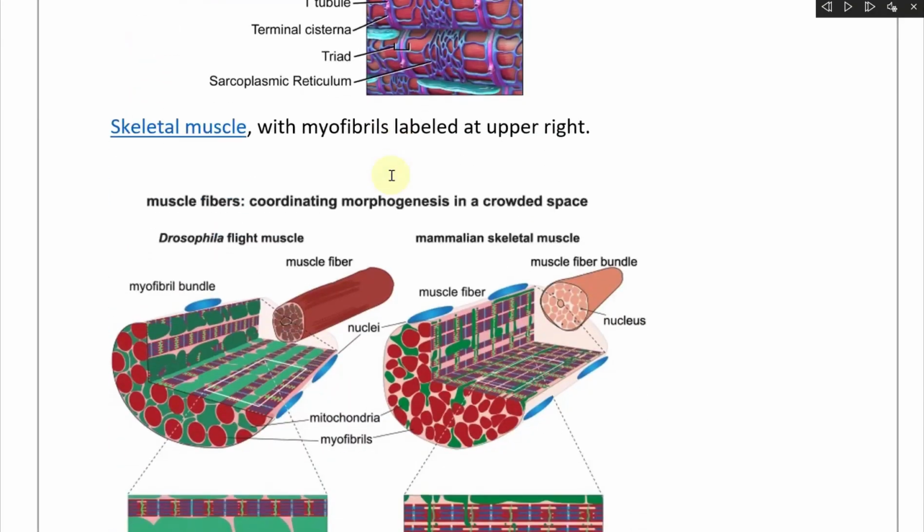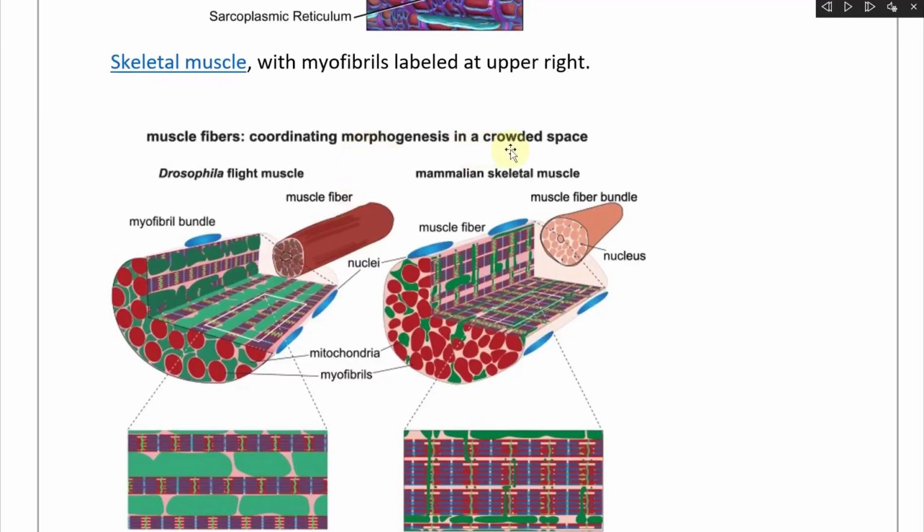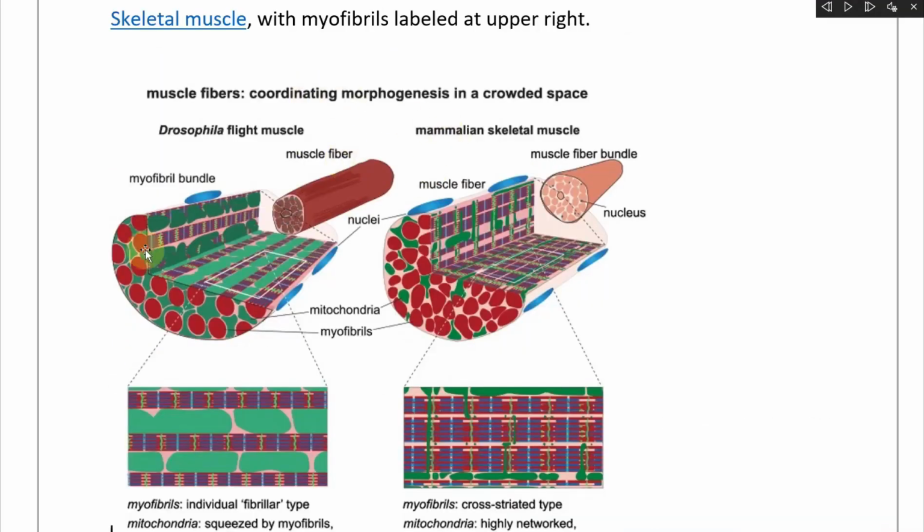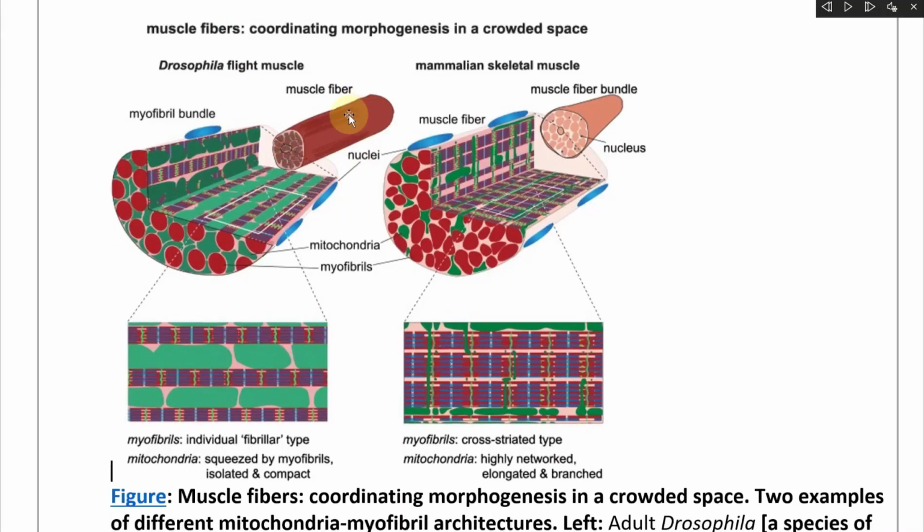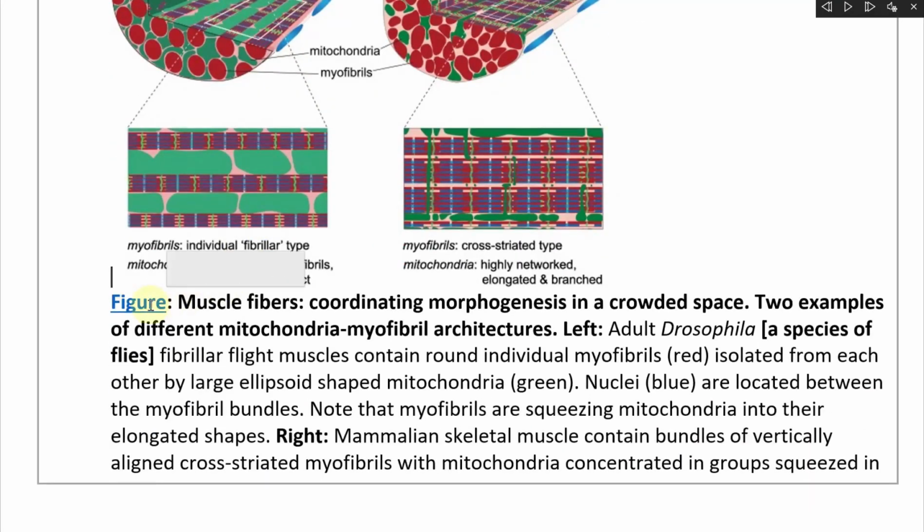All right, continue further. So now we're going to compare muscle fibers coordinating morphogenesis in a crowded space. A lot of coordination is going to be needed for this morphogenesis. This is development of basically the whole body, the full body parts, etc. Let's take a look right here. This is from ScienceDirect.com. Muscle fibers coordinating morphogenesis in a crowded space. Two examples of different mitochondrial myofibril architectures. Left is an adult Drosophila.